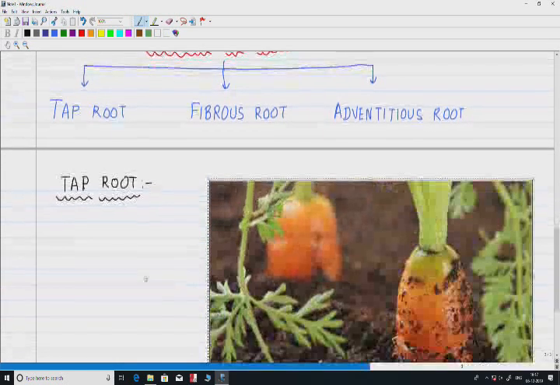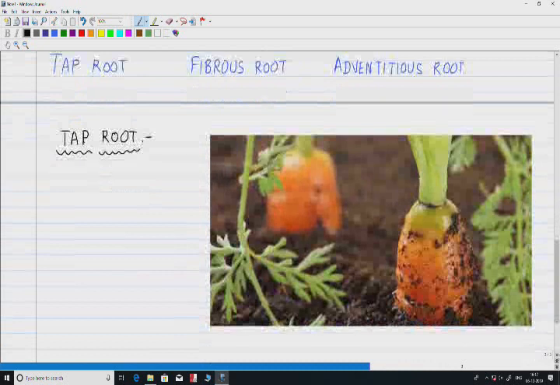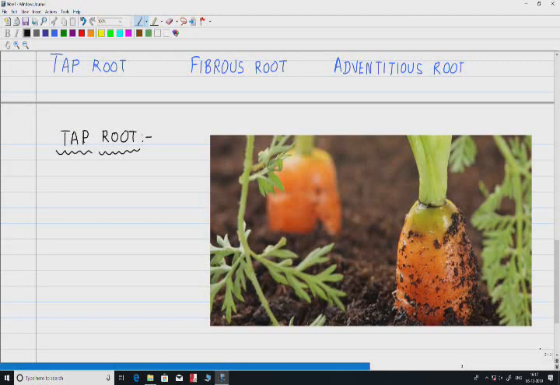This is a beautiful, crunchy taproot that everybody likes to consume, right? Yeah, so it's a storage taproot. I'll come up to that also, but this is a taproot. It is definitely a taproot. So taproot is that part of the plant which develops from the radicle.